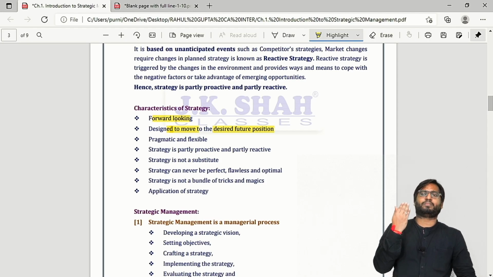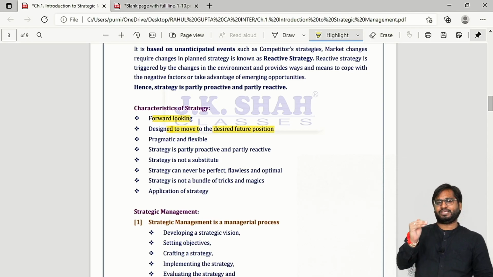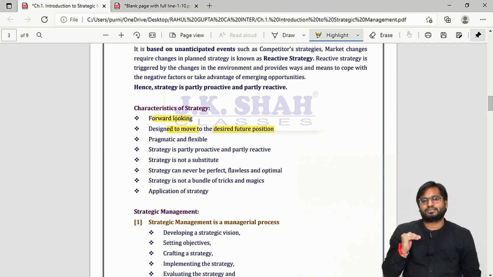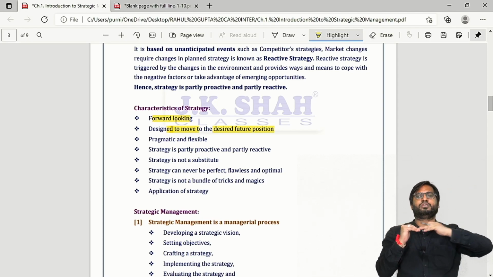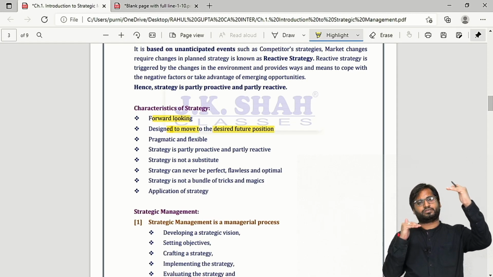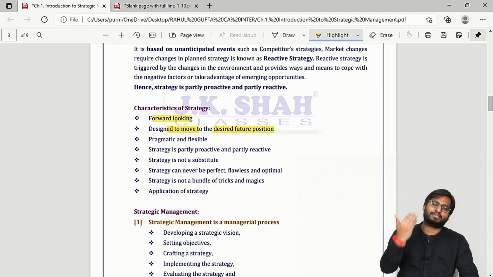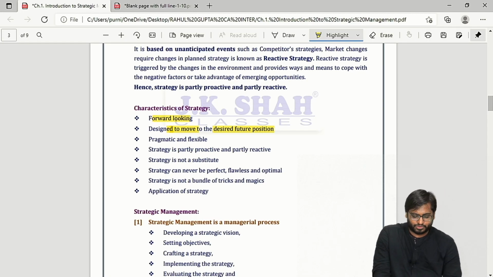So if you want to increase your market share, if you want to increase your revenues, so if you are standing at, let's say, 100 crore rupees of revenue, sales, you want to increase this by 20%. So how will you be able to improve? From 100 to 120, how will you reach? Without any strategy, without any action plans, will you be able to reach? No. So from here to here, who will help you bridge the gap? Your strategy will help you bridge the gap. So first point was forward looking. Second point is designed to move from your current position to the desired future position.